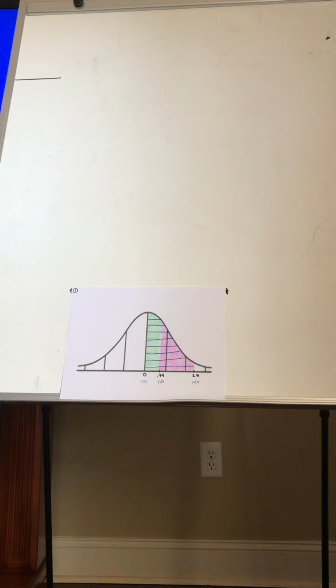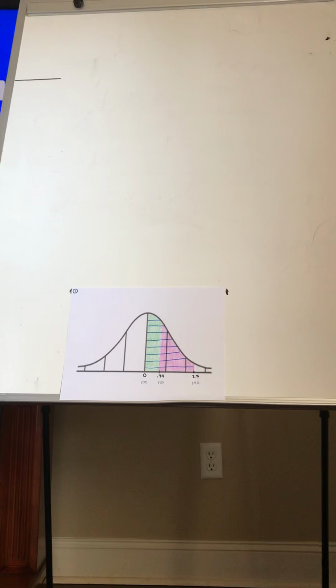So on number one, it says that the IQ scores are normally distributed with a mean of 100 and a standard deviation of 16. Determine the percentage of people who have IQs between 115 and 140. So you're going to have to convert 115 and 140 to z-scores.